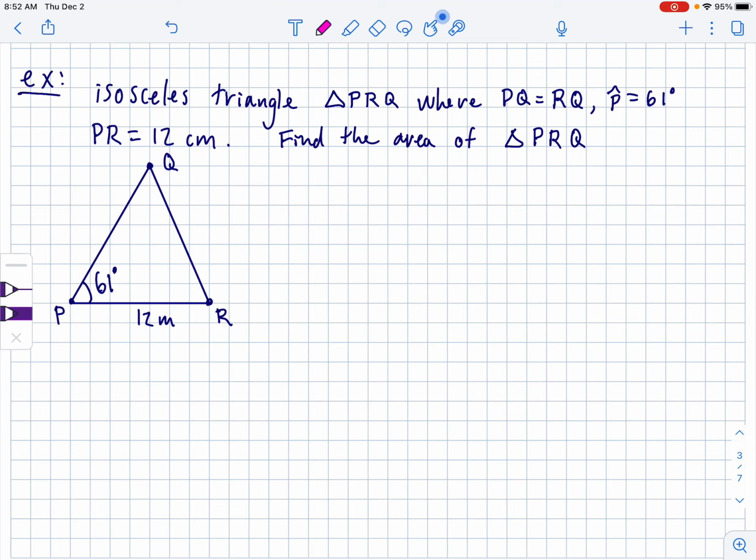Next up, we got an isosceles triangle. Remember, isosceles means that two sides are exactly the same. In fact, they tell us that PQ and RQ are the same. So I'm going to go ahead and mark that PQ and RQ are the same. The angle P is 61, and PR is 12. We need to find the area of PRQ. Well, let's see. How do we attack this? Wait, PR... Okay, PQ and RQ are the same.